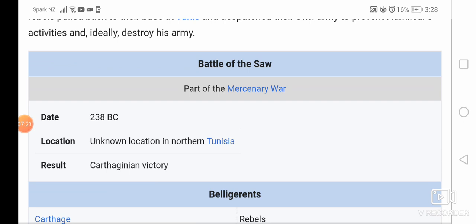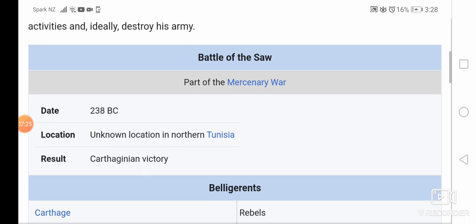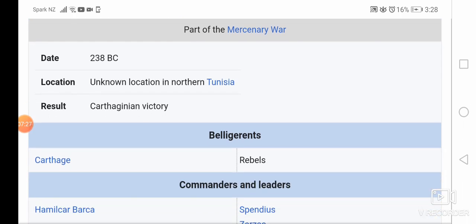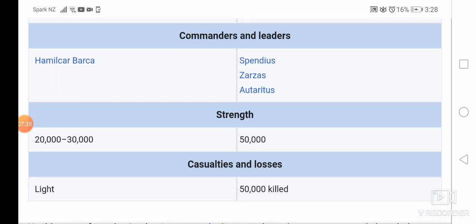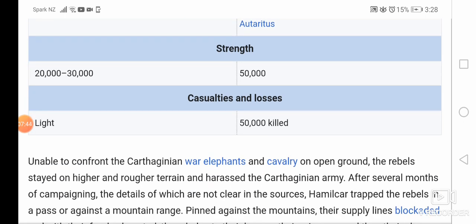Battle of the Saw, part of the Mercenary War. Date 238 BC. Location, unknown location in northern Tunisia. Result, Carthaginian victory. Belligerents, Carthage, rebels. Commanders and leaders, Hamilcar Barca, Spendius, Zarzas and Autaritus. Strength, 20,000 to 30,000 and 50,000.